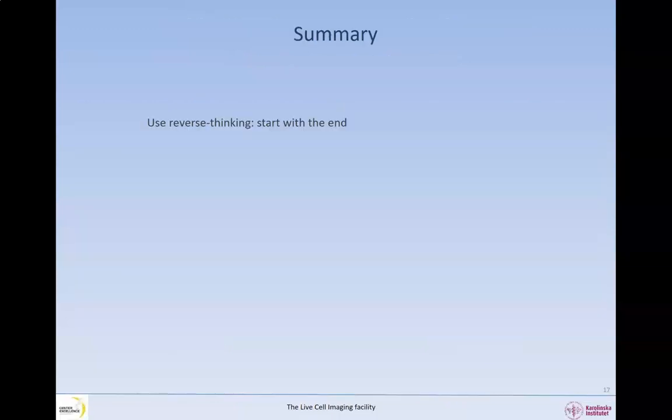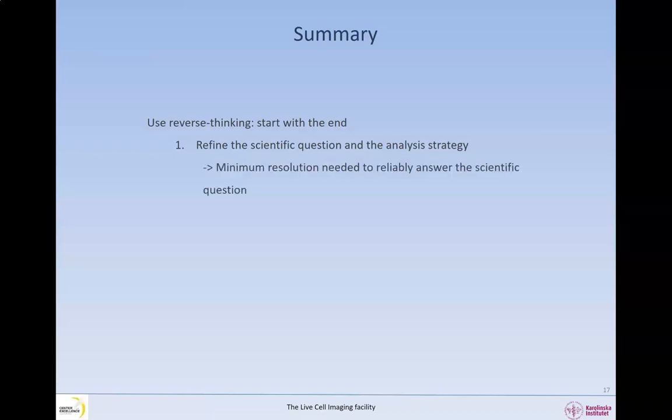Just a summary of what we talked about so far. It was about designing the experiment. Always use reverse thinking. Start with the end. Refine the scientific question and analysis strategy. Define the minimum resolution needed to reliably answer the scientific question. After that, you will choose the objective which will deliver the required resolution.